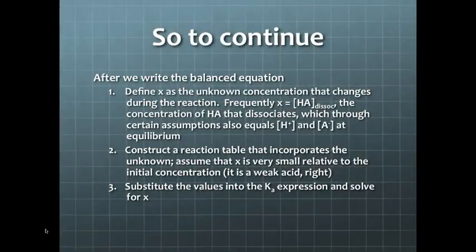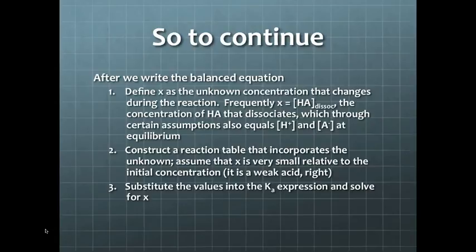So to continue, in looking at weak acids and weak bases, after we write the balanced equation, we define X as the unknown concentration that changes during the reaction. Frequently, X equals the dissociation of HA, the concentration of HA that dissociates, which through certain assumptions also equals H+ and A- at equilibrium.